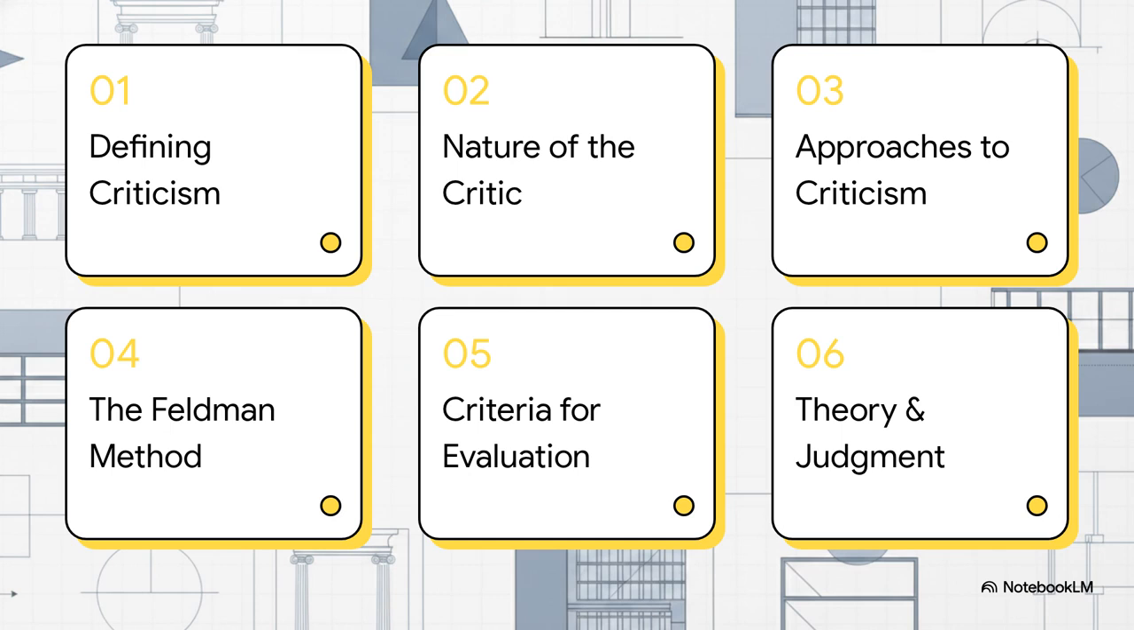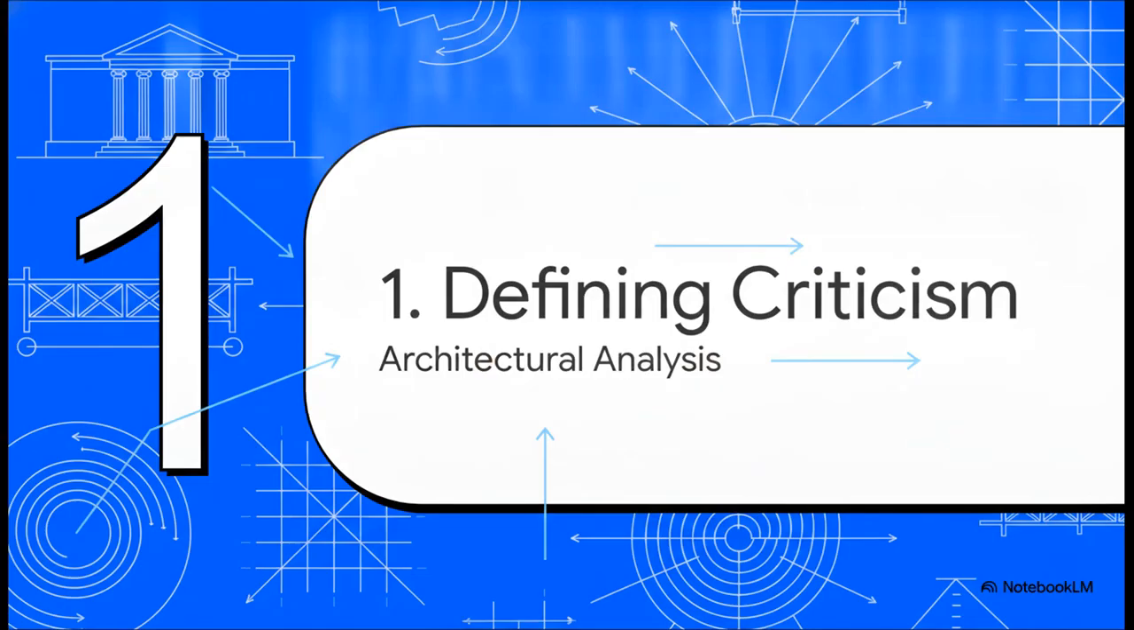Okay, let's dive right into this. Here is our roadmap for today. We're going to cover defining criticism, the nature of the critic, approaches to criticism, the Feldman method, criteria for evaluation, and finally, theory and objective judgment. So let's start with section 1, defining architectural criticism.